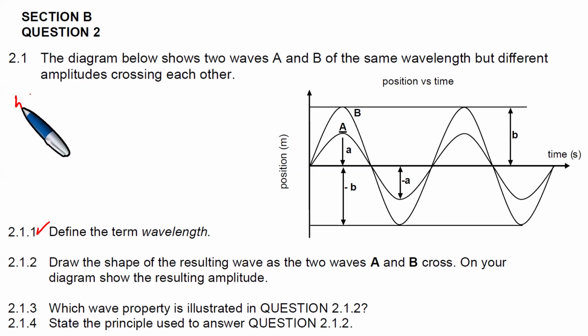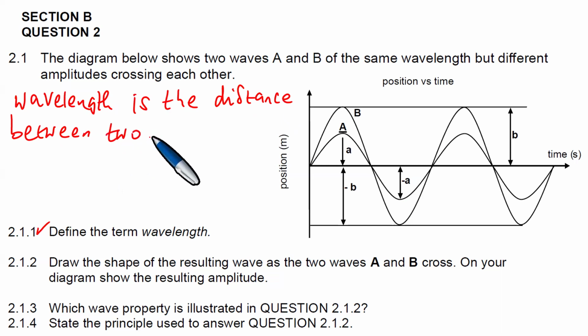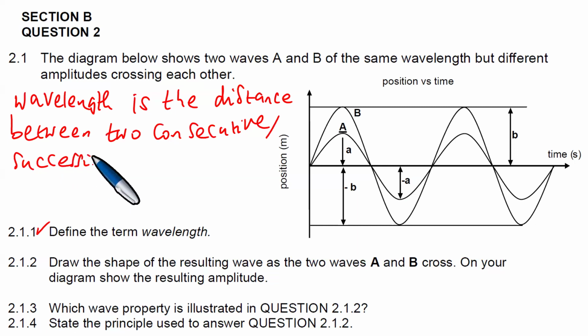Okay, wavelength. We define wavelength, and you say wavelength is the distance between two consecutive, or successive, points in phase.